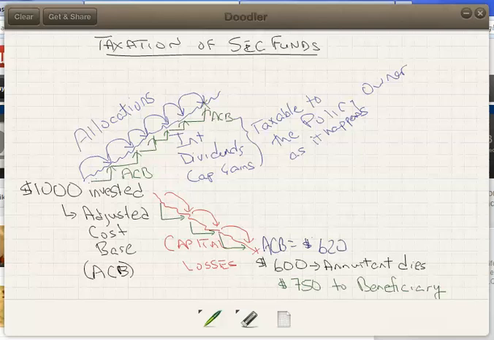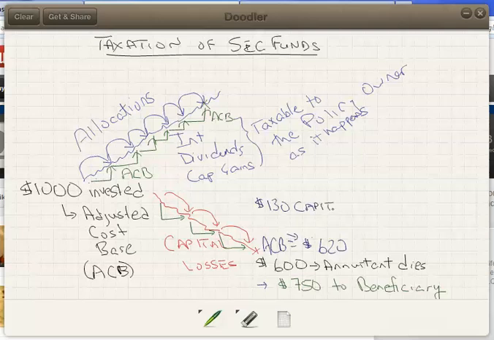Maybe we've had a little bit of loss that hasn't yet been represented on a T3 issued by the insurance company. So we can see that this beneficiary is getting $750 where there's an ACB of $620. You should recall from the capital gains discussions before, this is going to be a deemed disposition or a disposition of this contract, and we are going to have here a $130 capital gain.